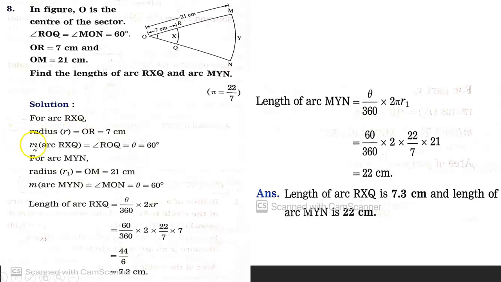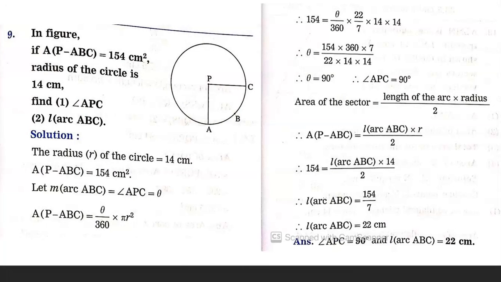Length of arc RXQ is equal to theta upon 360 into 2 pi r. So the values I'm going to substitute: 60 upon 360 into 2 into 22 upon 7 into 7. 7 gets cancelled. This is 1 upon 6. So I'm left with 44 upon 6. The answer is 7.3 centimeters. Now length of arc MYN is theta upon 360 into 2 pi r1. So 60 upon 360 into 2 into 22 upon 7 into 21. And I solve this, I get 22 centimeters. So write the final answer and let's move on to question number 9.